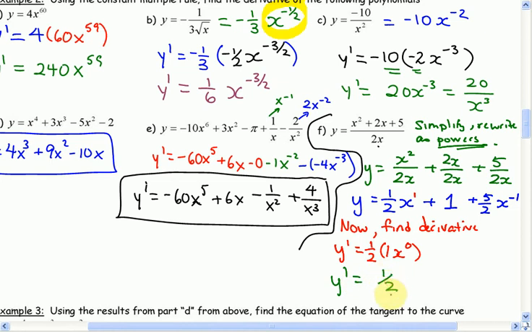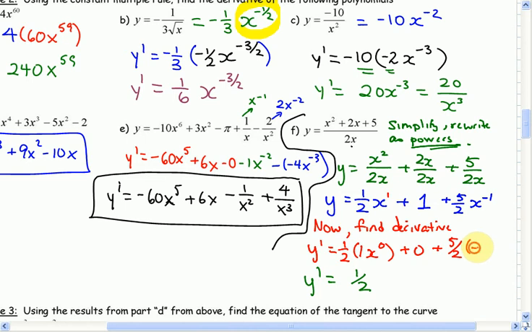Good. Okay. What's the derivative of 1? 0. Good, 0. And then what's the derivative of this ugly thing, 5 over 2 x to the -1? Once again, I will rewrite this as 5 over 2 times, bring the exponent down, -1, x to the -2. And if you were to simplify, I'd write this as -5 over 2 x squared. Ta-da.